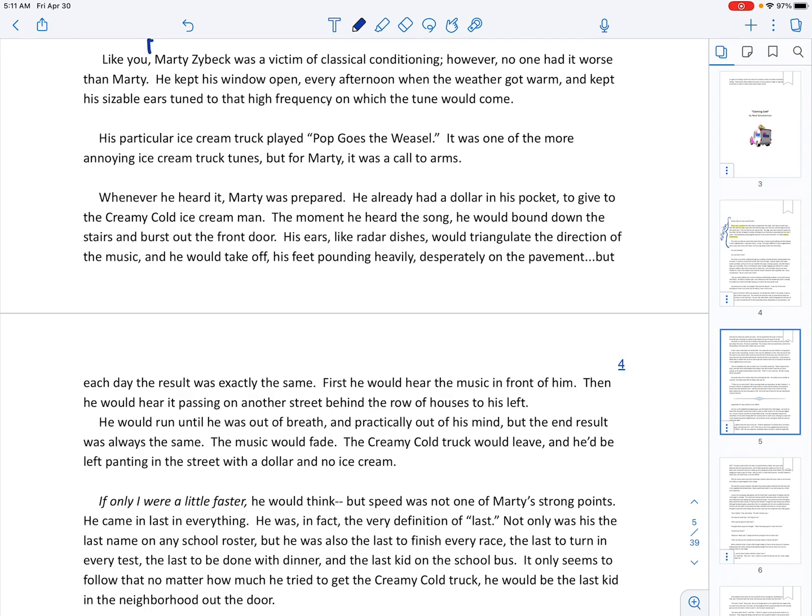So we have a new character here. This is Marty Zybeck. And Marty sounds like he's obsessed with the ice cream man. They tell us no one had it worse than Marty.